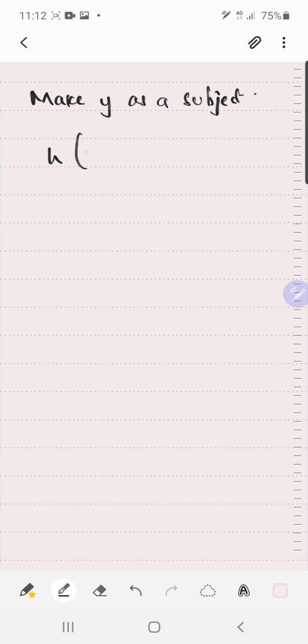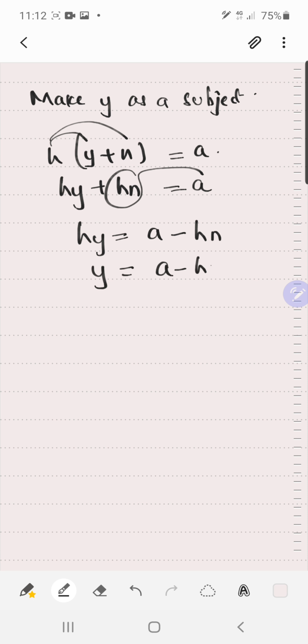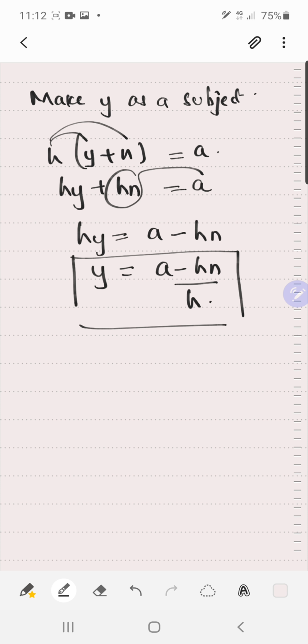So if I have h(y plus n) here is equal to a, you have to make y the subject. So first you have to open the bracket. So it becomes hy plus hn is equal to a. Let hy be here, a, this will go here into minus, that is minus hn. Let y be here and it will be a minus hn upon h. And that will be the formula for y.